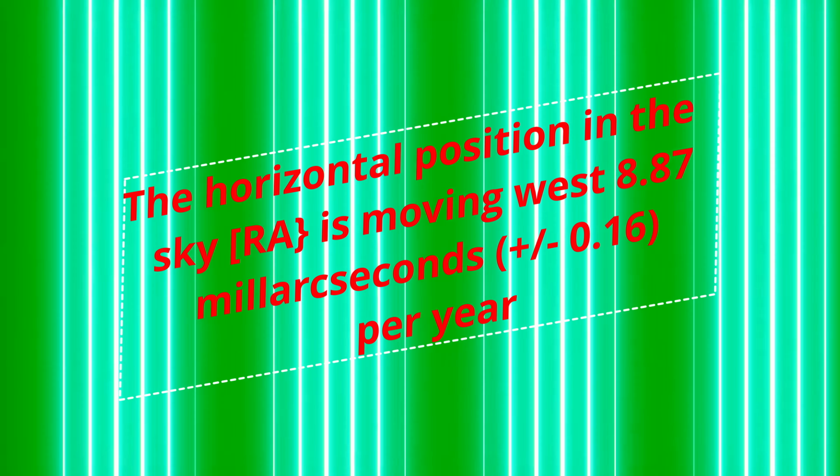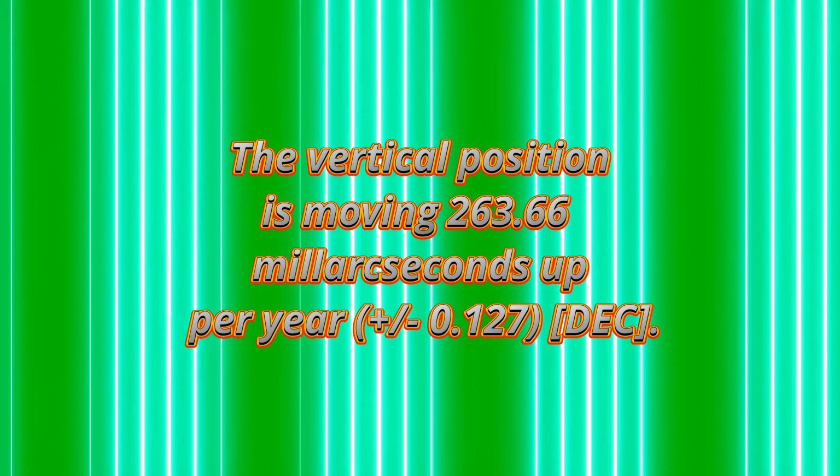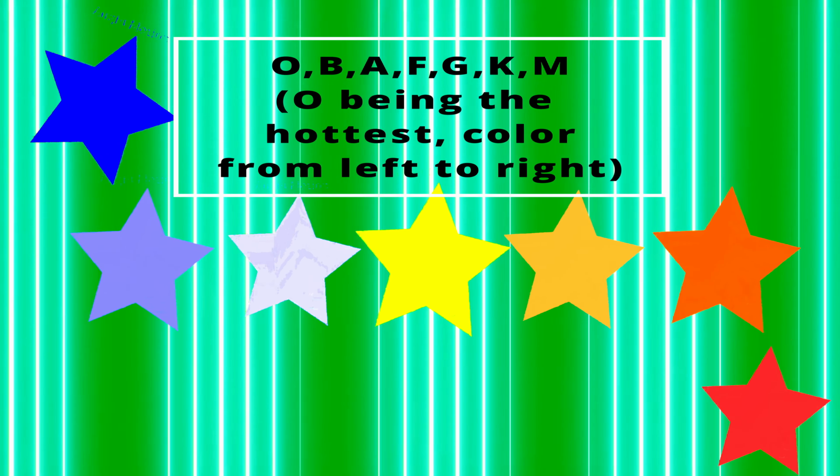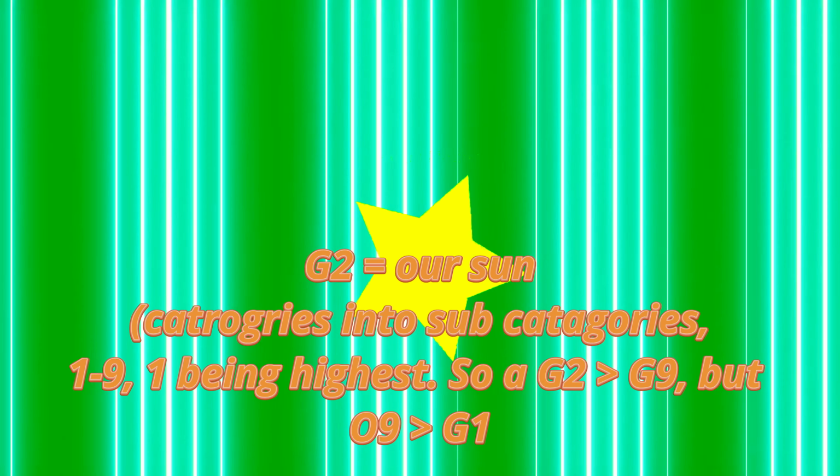This is the RA. The vertical position is moving 2.6366 milliarcseconds up per year, plus or minus 0.127, the declination. It is an F3V spectral class. Spectral classes are used to determine temperature. They range from O, B, A, F, G, K, and M, and our sun, for reference, is a G2. The lower the number, the hotter. So this star is kind of similar to our sun, although it is obviously hotter.